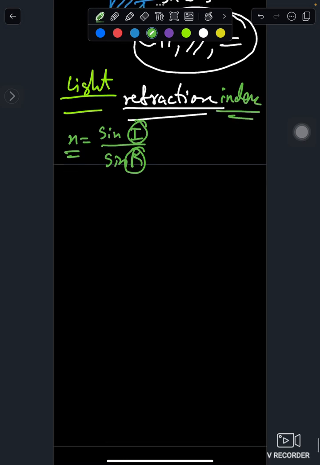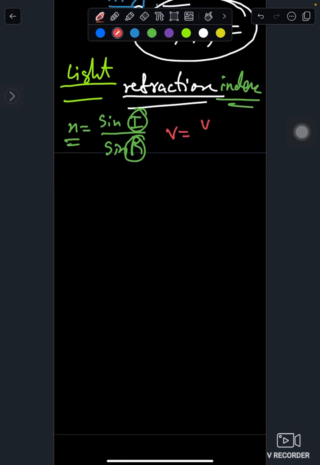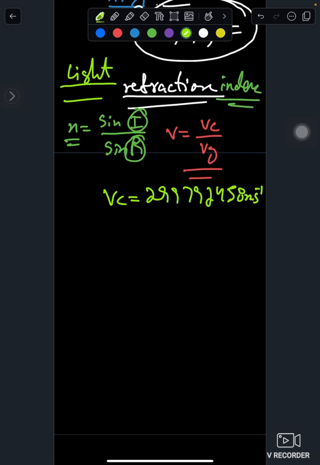Mostly the formulas. Then we have n equals VC over VG, where VC here is constant. VC is 299,792,458 meters per second, which is approximately 3 times 10 to the power 8 meters per second. Okay, now what do we have now?